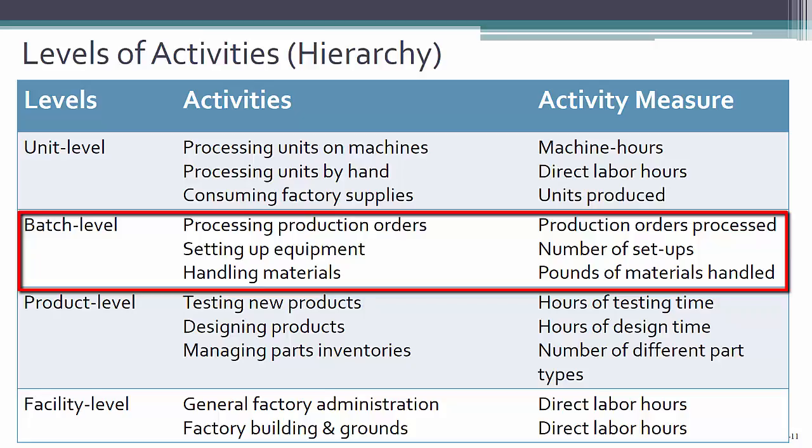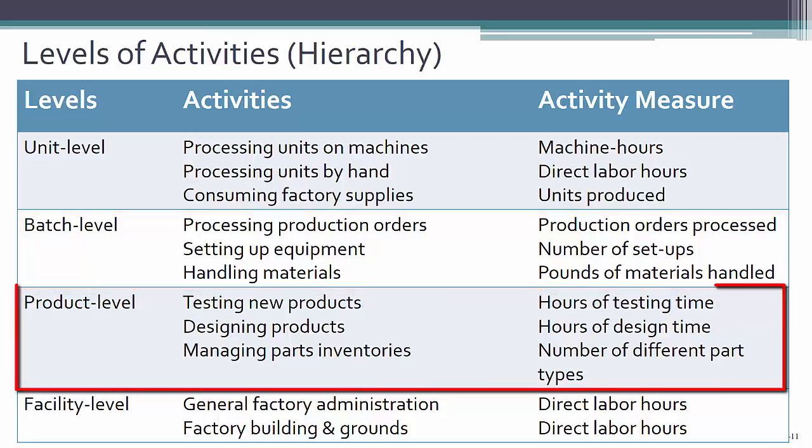Now, batch level activities are performed each time a batch is handled or processed, regardless of how many units are in the batch. For example, setting up equipment to run a batch of the product and shipping customer orders are batch level activities. Turning on an oven to make a batch of cookies is an easy way to think of batch level activities. You turn on the oven once for each batch, not for each cookie. Batch level activities are measured based on how many batches are executed during the year, such as how many times machines are set up to make a product during the year.